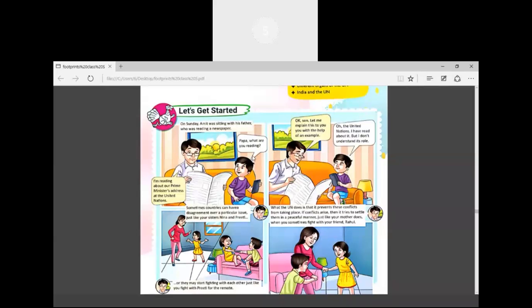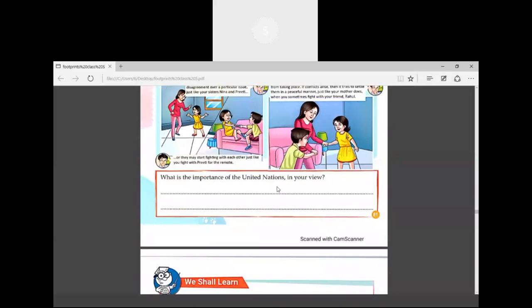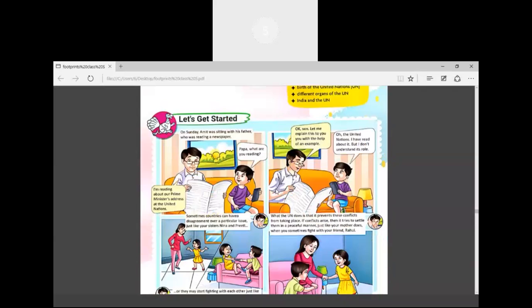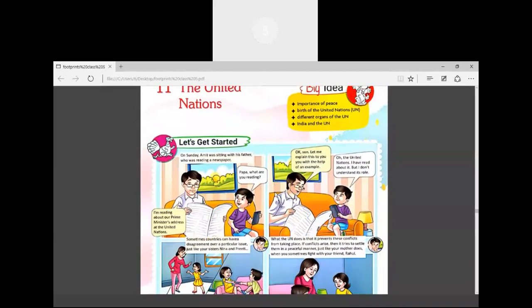So on Sunday I am reading your book. Open page number 81 of this chapter, The United Nations. On Sunday, Amit was sitting with his father, who was reading a newspaper. Amit was asking him, Papa, what are you reading? He replies, I am reading about our Prime Minister's address at the United Nations.